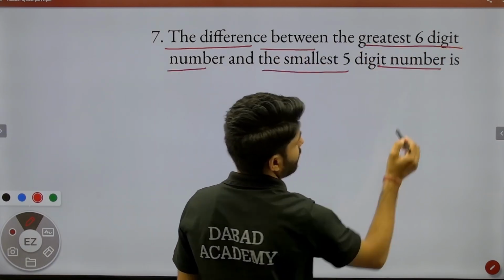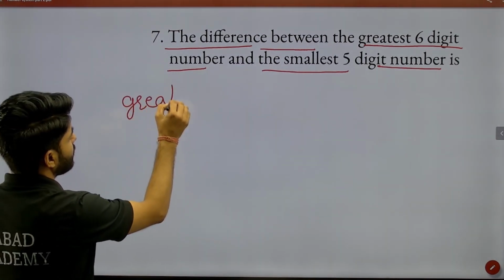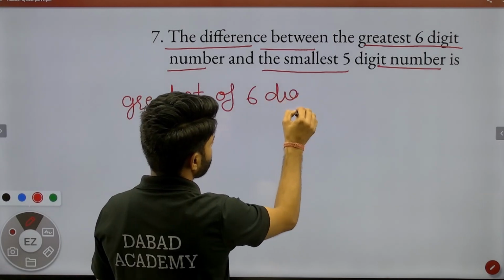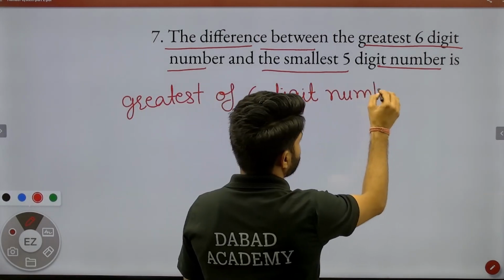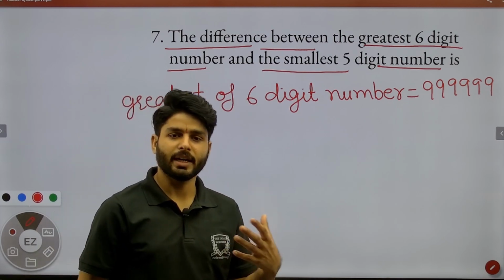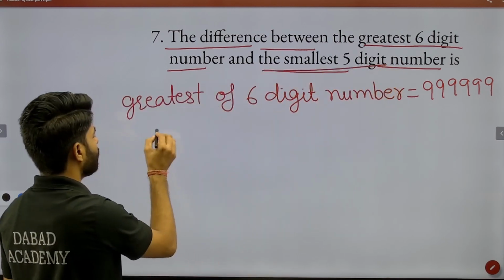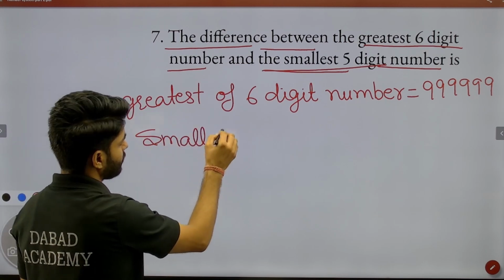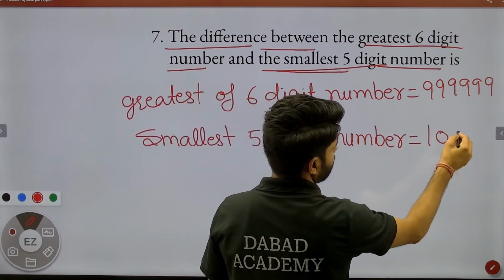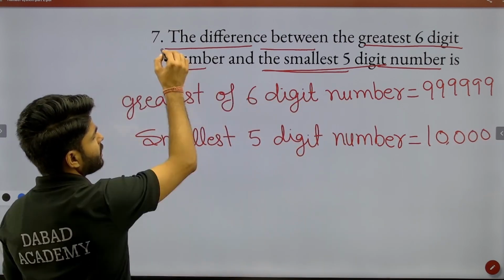In question number 7, we have to find the difference between the greatest 6 digit number and the smallest 5 digit number. So first we have to write the greatest 6 digit number. The greatest 6 digit number is 6 times of 9. If he asks the greatest 5 digit number, we write 9 as 5 times. Now he asks the smallest 5 digit number, and the smallest 5 digit number is 10,000. Now we have to find the difference here.